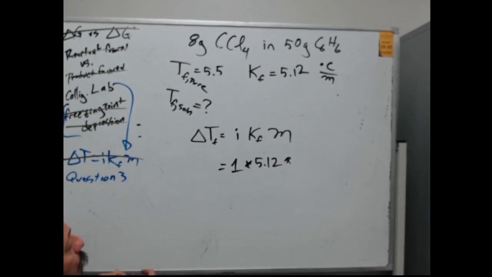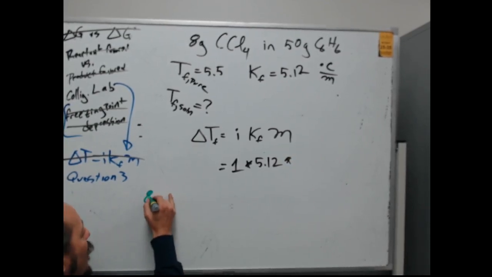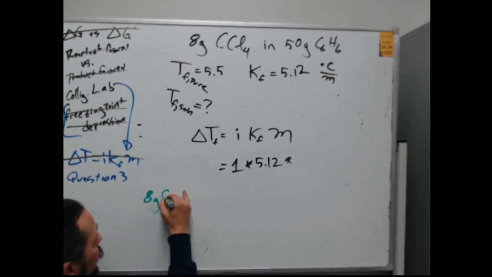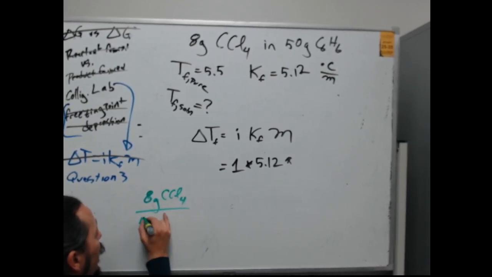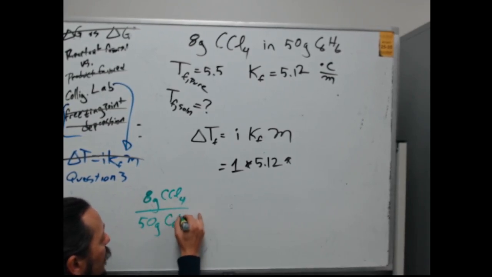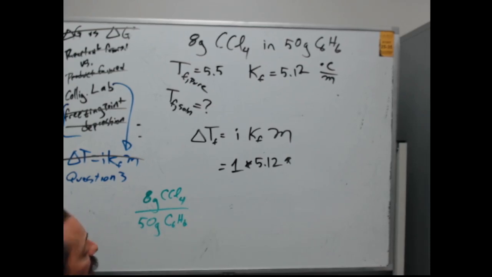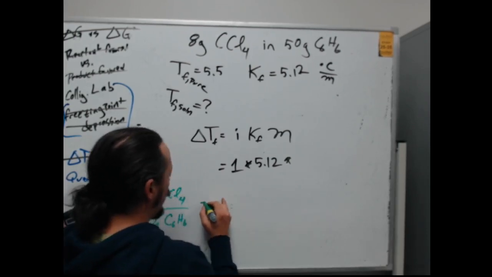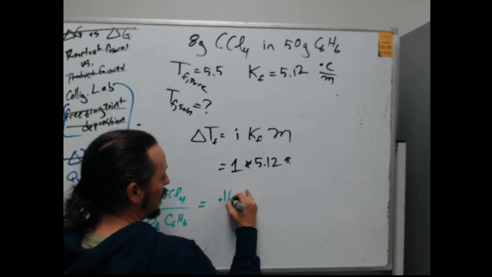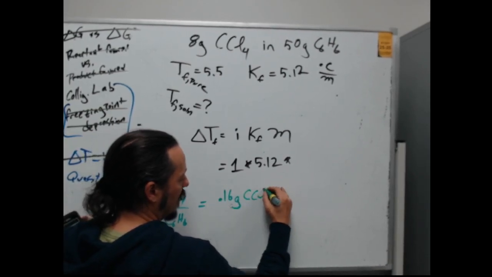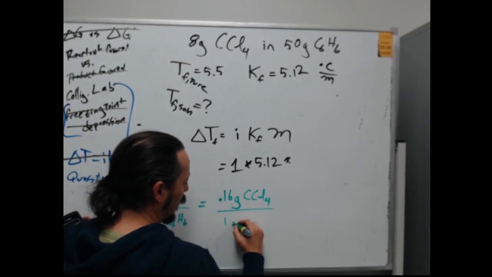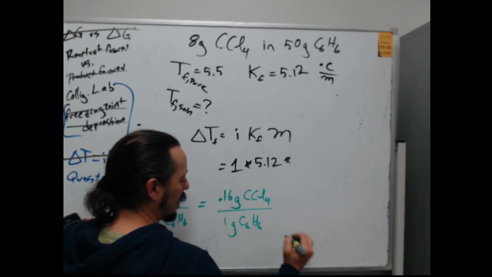Let's do a little side calculation real quick for molality. I got 8 grams carbon tetrachloride. I got 50 grams benzene. I'm going to do that division to get it into grams per gram. I'm going to do 8 divided by 50. That's going to get me 0.16 grams CCl4 per 1 gram benzene, C6H6.